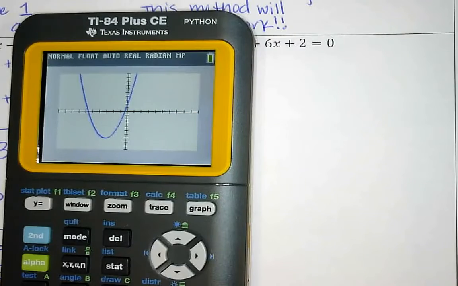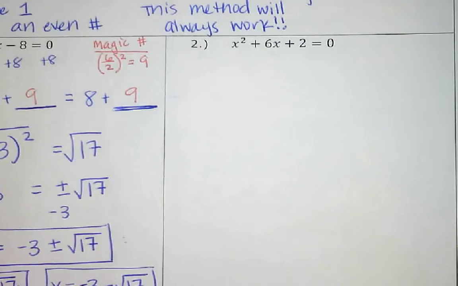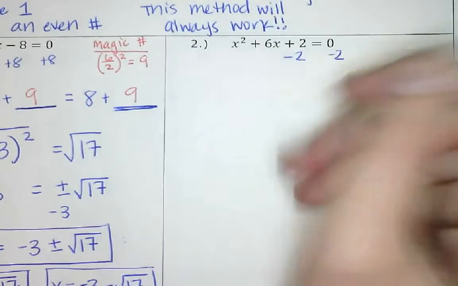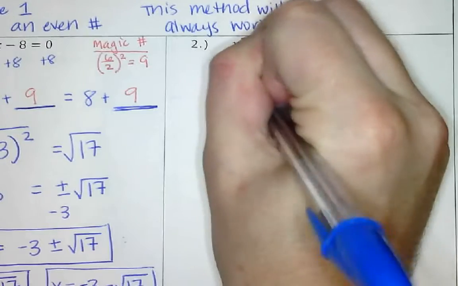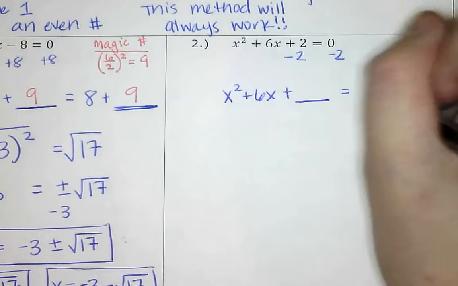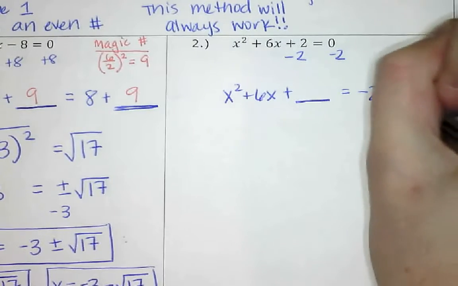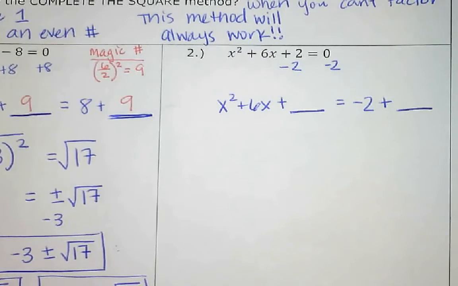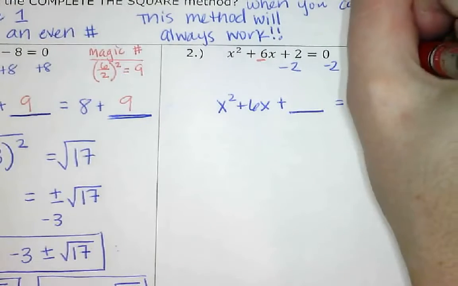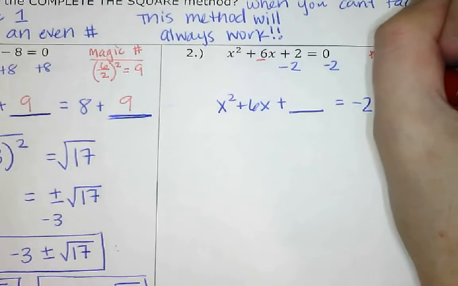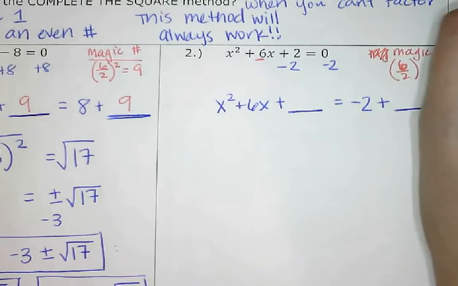So we're going to do the exact same thing. This time we're going to subtract 2 from both sides. And this is going to give us x squared plus 6x plus, we don't know what that magic number is yet, is equal to negative 2 plus whatever the magic number is. Now, guys, in this case, our magic number is going to be the same thing because my b is the same. So our magic number here is going to be b over 2 squared, so 6 over 2 squared. So again, guys, my magic number is 9.